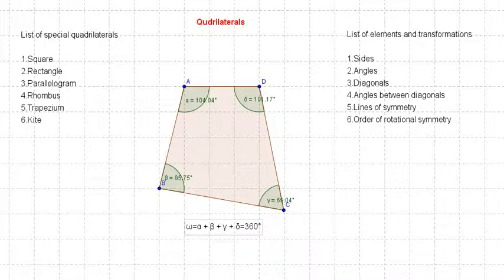Now the topic of this presentation is different shapes of quadrilaterals. Different shapes and their properties. Now all quadrilaterals have this property that all angles of the quadrilateral add up to 360 degrees.